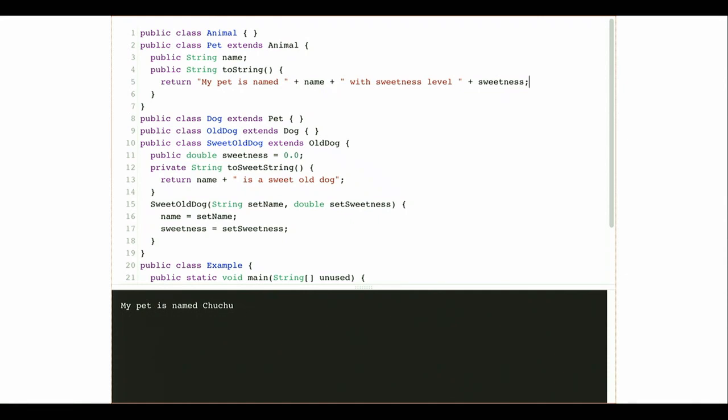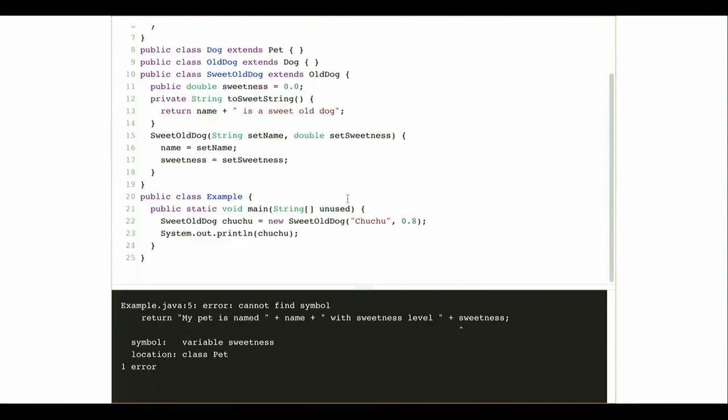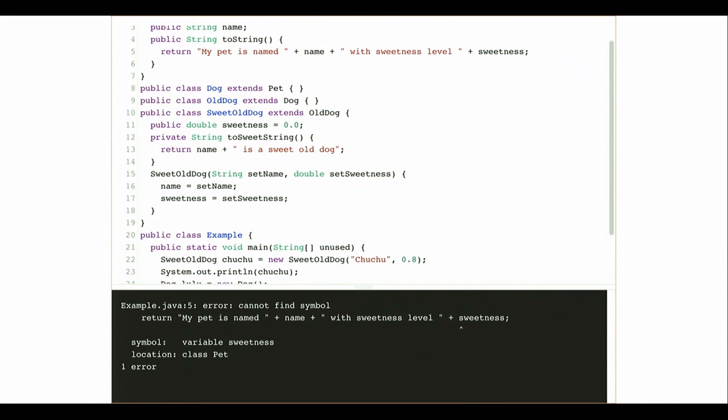So it's basically going to say I can't find this variable. What if I created an instance of Dog? Think about a dog on our street. Let's say I wanted to print just a normal dog, not a sweet old dog, a young dog. My Dog class also extends Pet, but it doesn't have a sweetness level. So not every pet has a sweetness level, only some of them do. I can't print the sweetness level when I'm printing a pet, because my dogs don't have sweetness levels. And I might have cats, which definitely don't have a sweetness level. So how do I work around this?